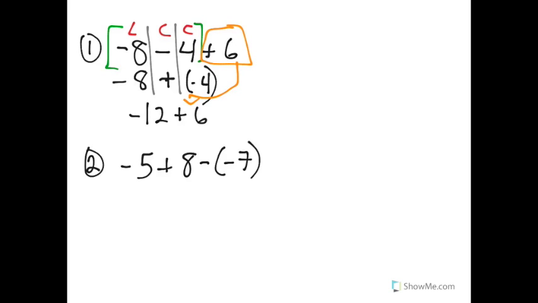So -12 plus 6, well, the signs are different here, so we subtract. 12 minus 6 is 6, and we take the sign of the larger number, and in this case the larger number is 12, so our answer here is -6, which means -8 minus 4 plus 6 is indeed -6.